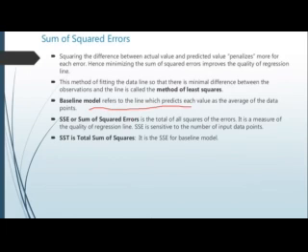And sum of squared error is the total of all squares of the errors. It is also a measure of the quality of the regression line. Just now I told you what regression is and so on. Moreover, SST is the total sum of squares, that is SST for the baseline model.